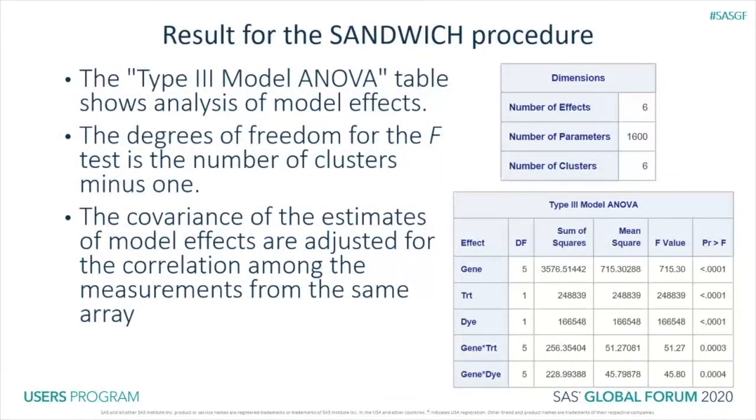So here's some of the output that we can see from PROC SANDWICH. We asked for the type 3 model and ANOVA table, and that's what we get in the lower right-hand corner, which shows us which effects are significant, or more importantly, it gives us the F value and the P value. And again, all these tests are based on the sandwich estimator, so we don't have to specifically request the sandwich estimator in this case, it's automatically determined for us.